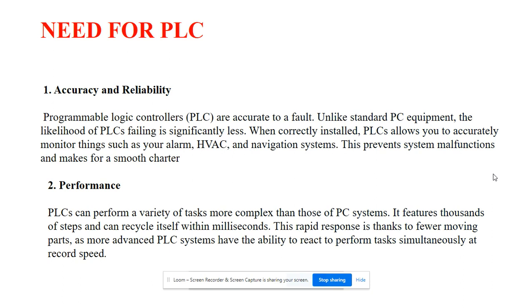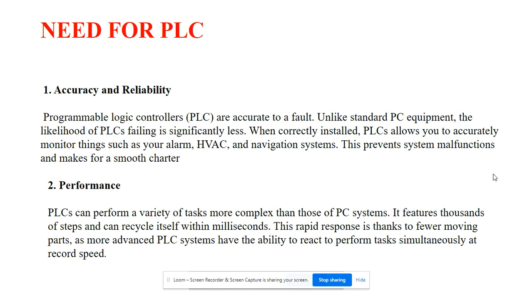Number one is accuracy and reliability. Programmable logic controllers are fault tolerant, unlike standard programmable equipment. The likelihood of PLCs failing is significantly less. When correctly installed, a PLC allows you to accurately monitor things such as your alarm, HVAC, and navigation system. This prevents system malfunction and makes for smooth operation.